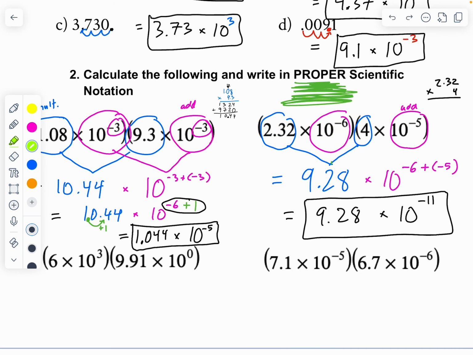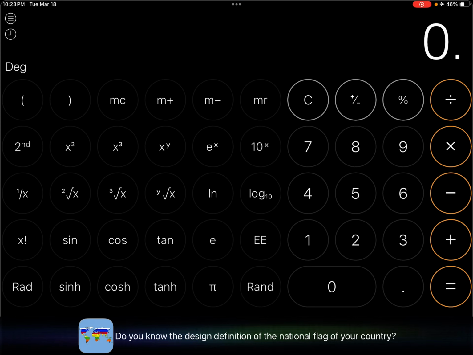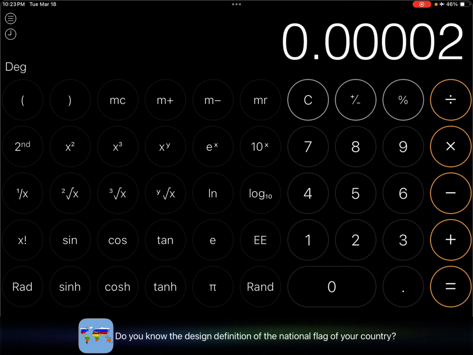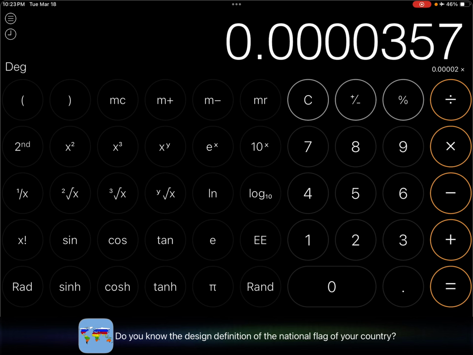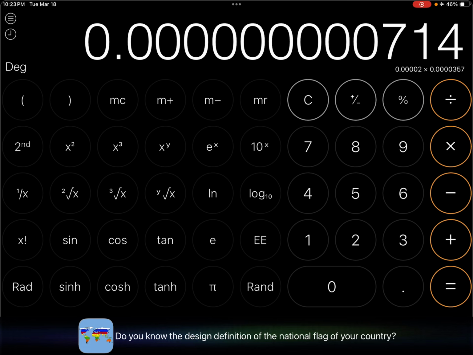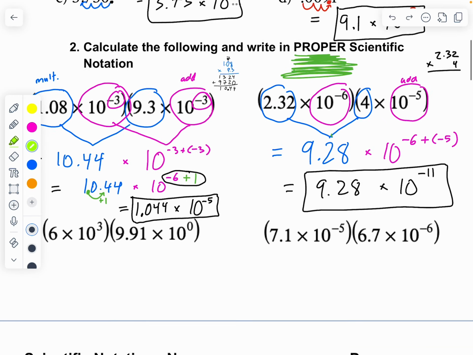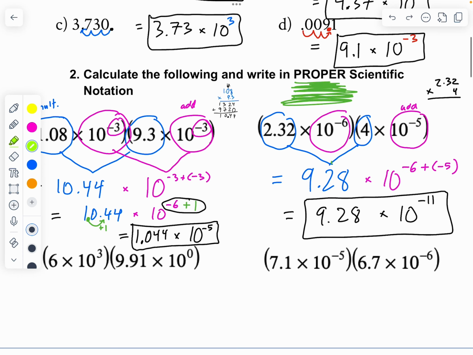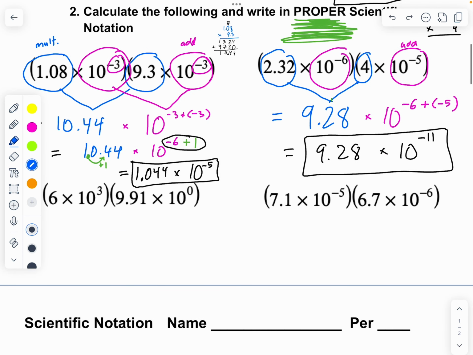Now, if you don't believe me, take out a calculator. What's 0.00002 times 0.0000357? Just another small number. Yeah, you get an extremely small number. That's why this makes sense. Let's move on. I hoped it made sense.